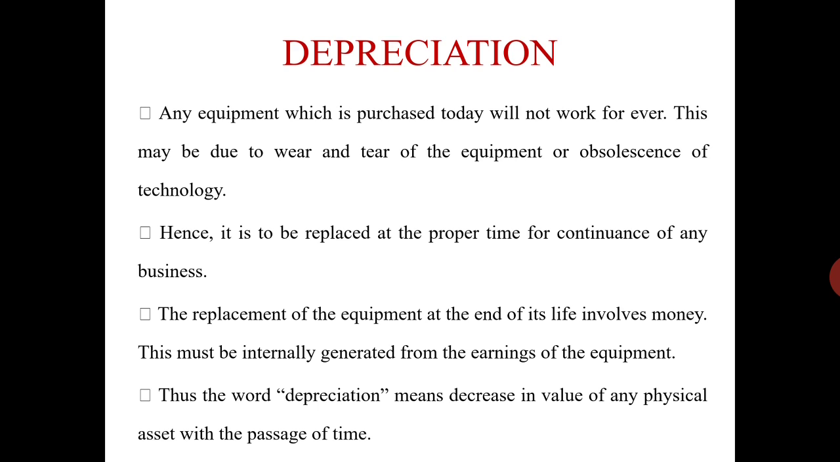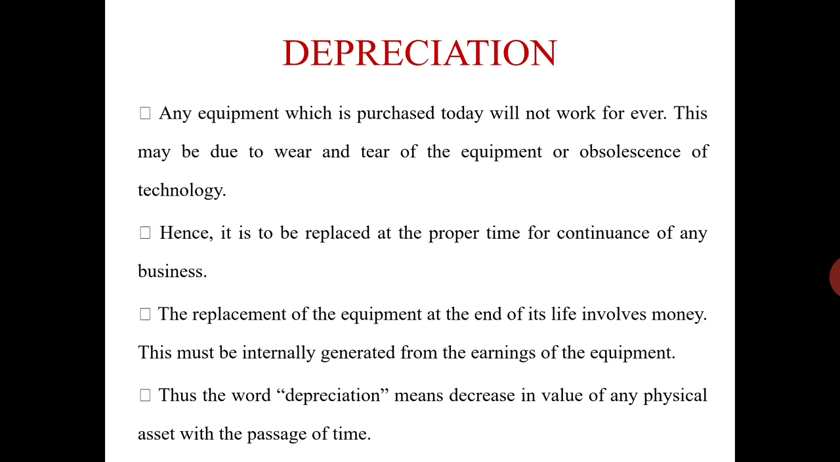Today, CNC machines are used for the manufacturing of components. Hence the old machine has to be replaced at the proper time for continuation of any business. In olden days, the manufacturing industry used manually operated machines like milling machines, drilling machines, grinding machines. But nowadays the CNC machine is used for manufacturing. Here the industry is going to replace manually operated machines with computer controlled machinery.